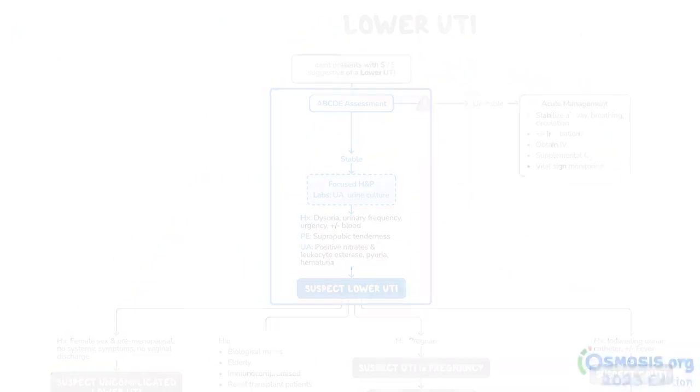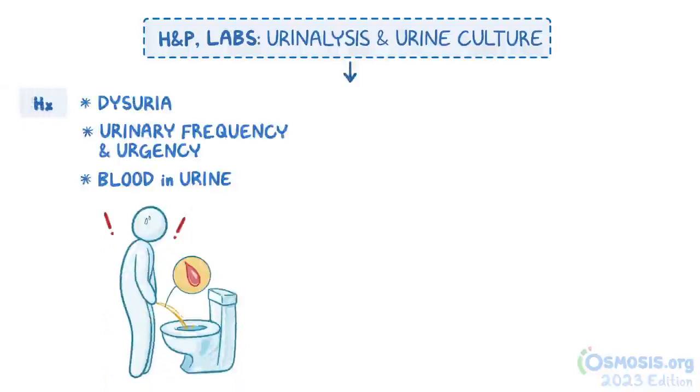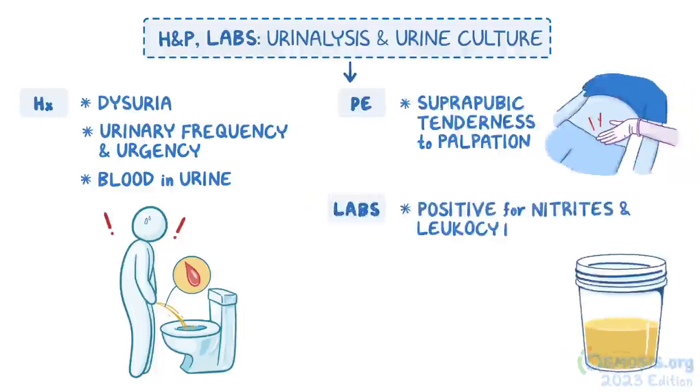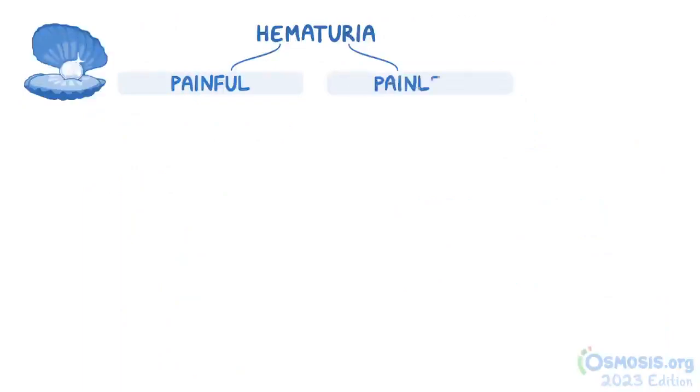Now that you know how to manage unstable patients, let's go back to the ABCDE assessment and discuss stable ones. If your patient is stable, you should first perform a focused history and physical examination, and order labs like a urinalysis and urine culture. History might reveal symptoms like dysuria, urinary frequency and urgency, and sometimes even blood in urine. On the other hand, physical exam could reveal suprapubic tenderness to palpation. As far as labs go, the urinalysis will be positive for nitrites and leukocyte esterase and will reveal pyuria or WBCs and possibly hematuria or RBCs.